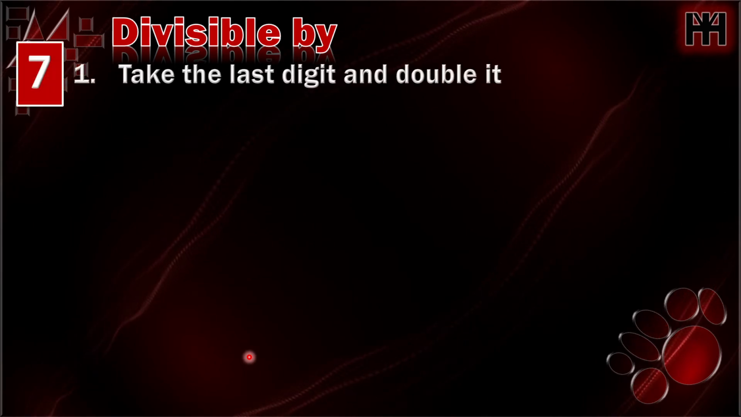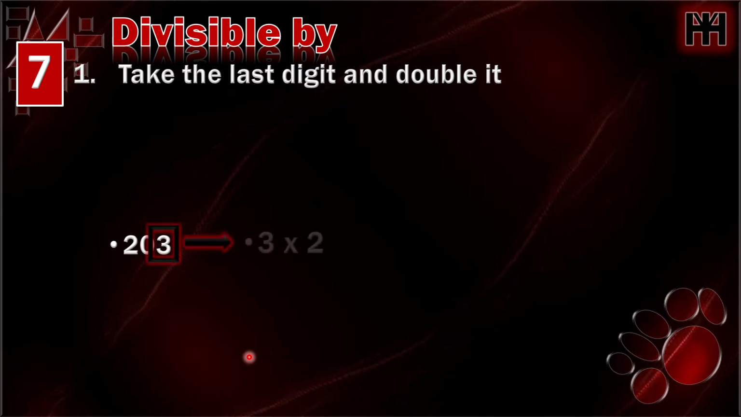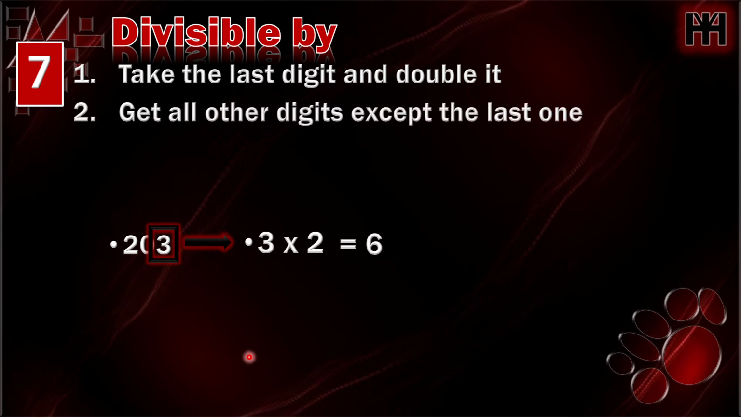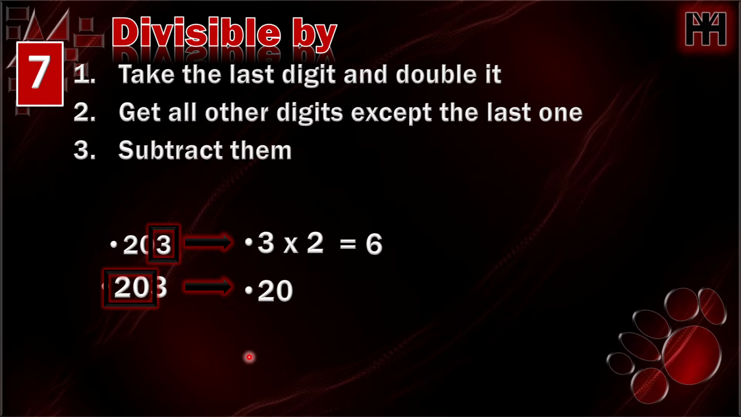7. We will take the last digit and double it. Let's see here, if you have 203, you will take the 3 and double it. 3 times 2, it will be 6. Then get all other digits except the last one. So we will take all of the other digits, like the 20 here, okay, then subtract them.